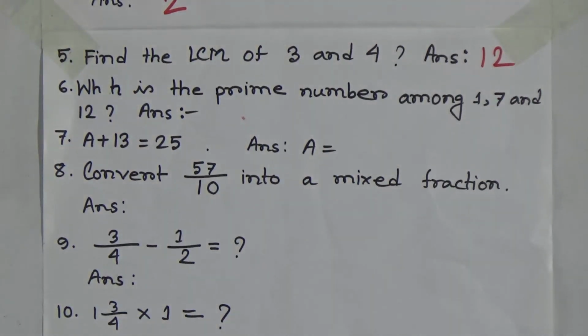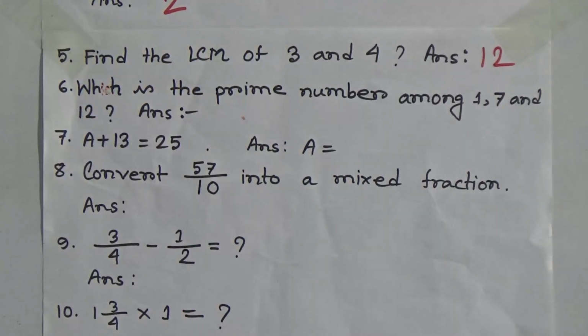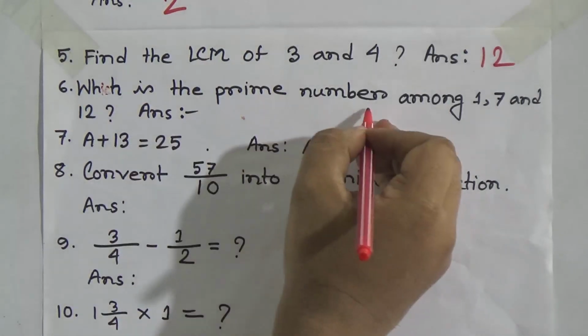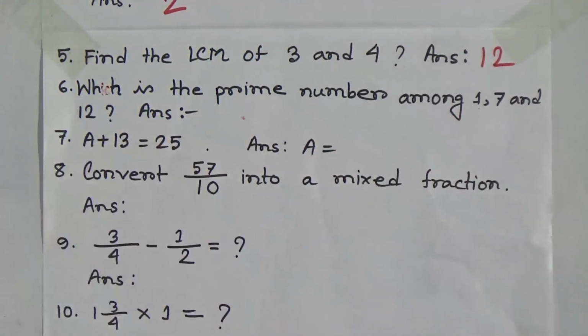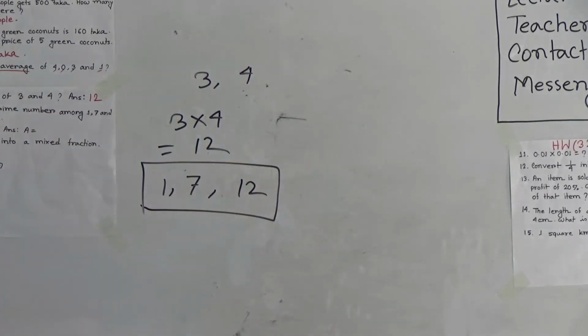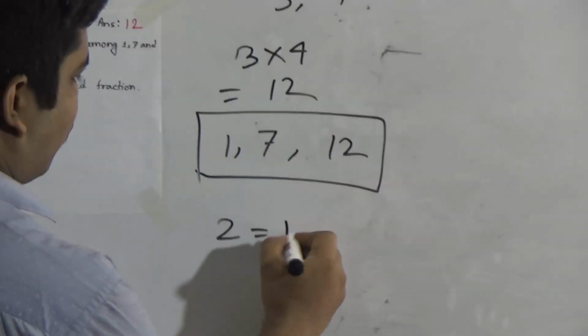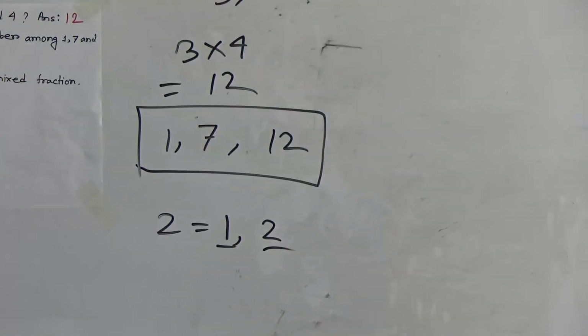Question number 6. My dear student, which is the prime number among 1, 7 and 12? That means three numbers are given: 1, 7 and 12. To answer this question, at first you need to know what prime numbers are. A prime number is a number which is greater than 1 and which has exactly 2 divisors. That means 2 has 1 and 2, so it has only 2 divisors or 2 factors.